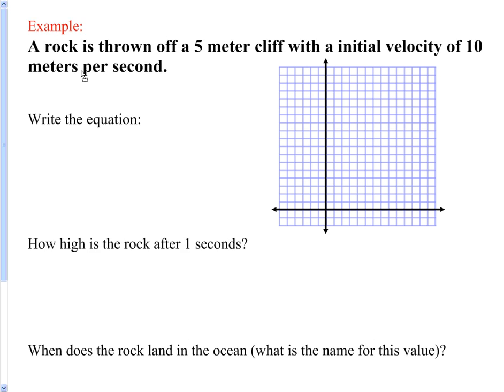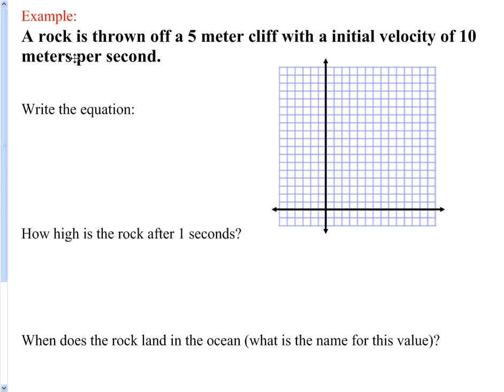Okay, so here we are with a rock is thrown off of a 5-meter cliff with initial velocity at 10 meters per second. You write the equation. This will be easy. Let's do this one as an example in your notes. Y equals is all you can start, or f of x. It's the same thing as y.